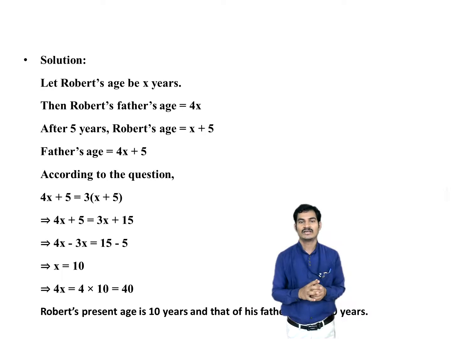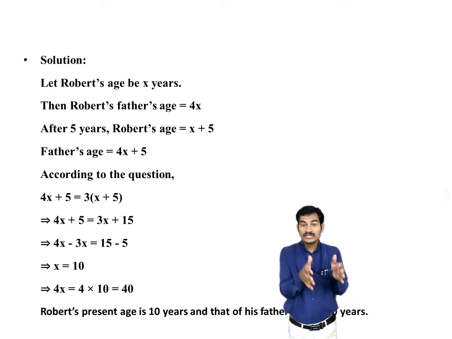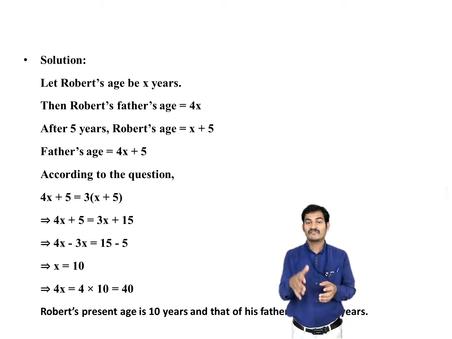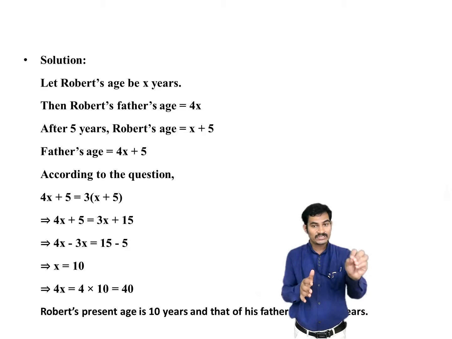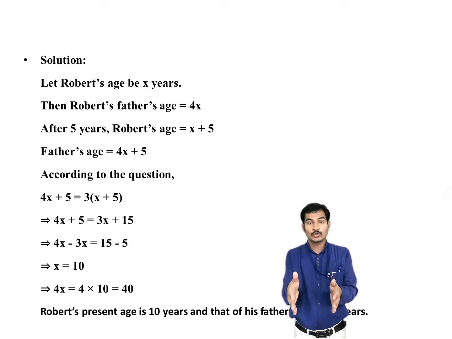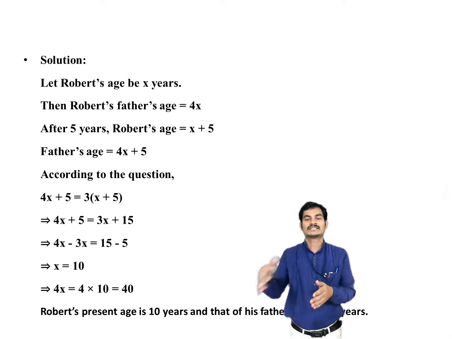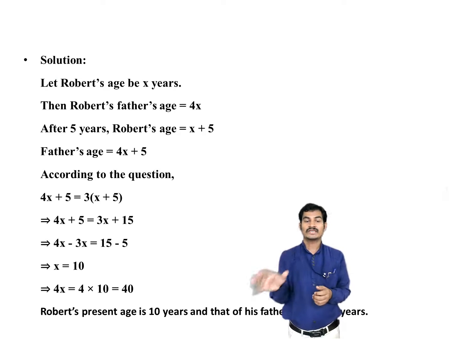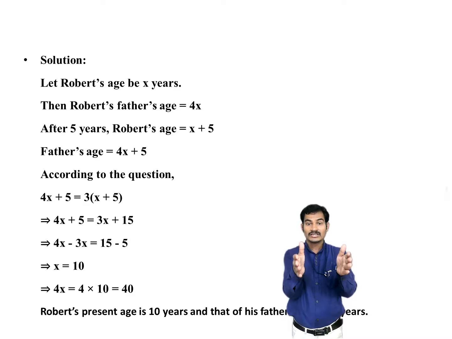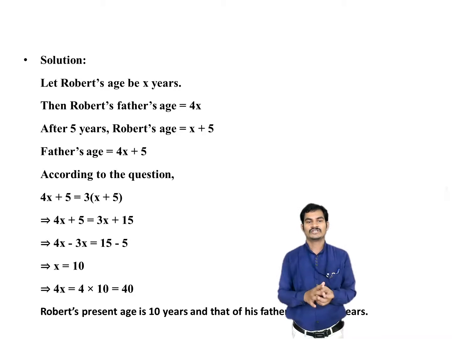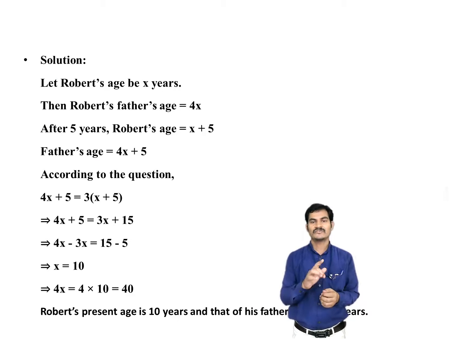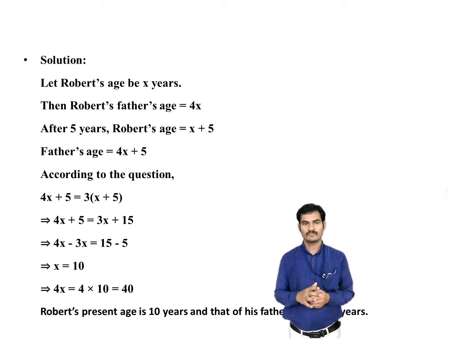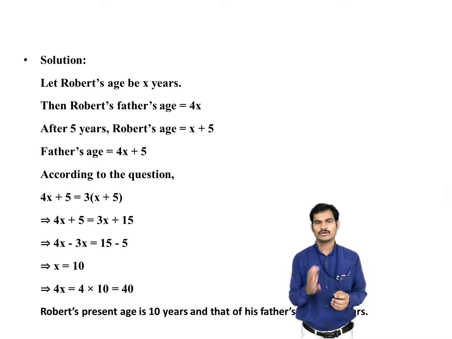So the relation is given between these two ages after 5 years. What relation is given? After 5 years, father's age will be 3 times that of his son's age. Means after 5 years, father's age is 4x plus 5. This will be equal to 3 times that of his son's age after 5 years, x plus 5. So as per the given condition, we have to convert that word problem into an equation. This first step is very important: 4x plus 5 is equal to 3 times of (x plus 5). From here, it's very easy to solve this.